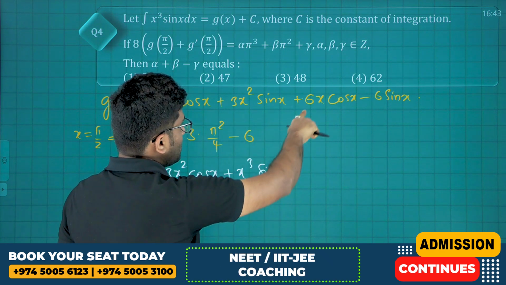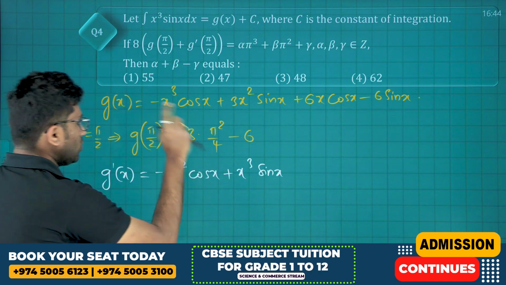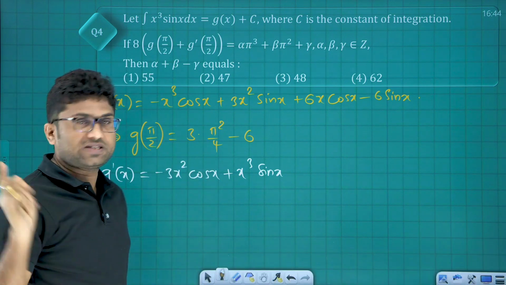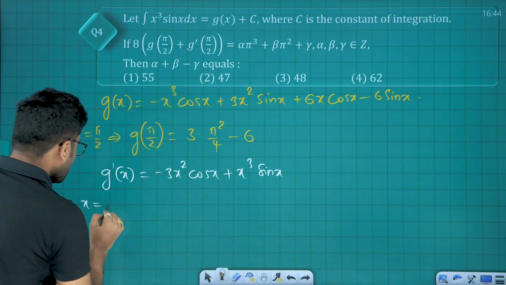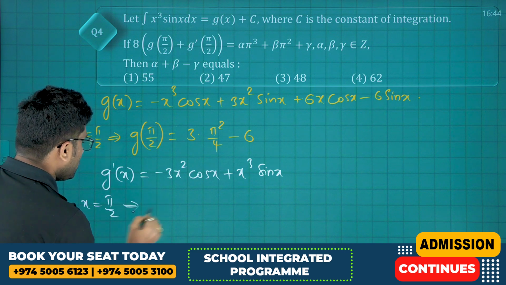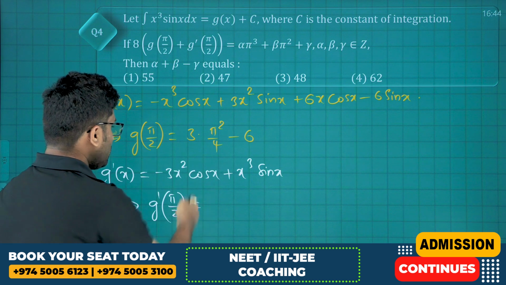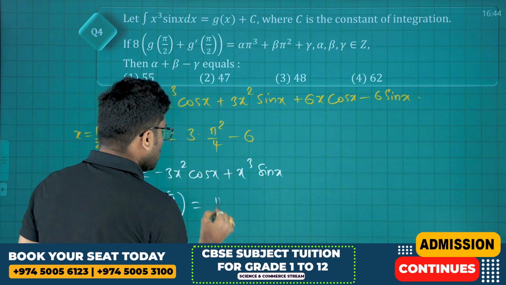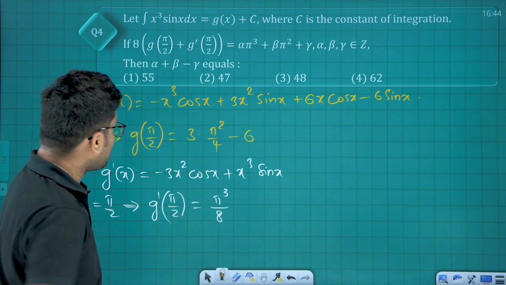Here we get 6x cos x minus 6x cos x, that becomes 0. So we will get g dash x only as minus 3x square cos x plus x cube sin x. Now put x equals to pi by 2 in this. So g dash of pi by 2 is equals to, this will be 0. Now pi by 2 whole cube is equals to pi cube by 8. So this is g of pi by 2 and this is g dash of pi by 2.